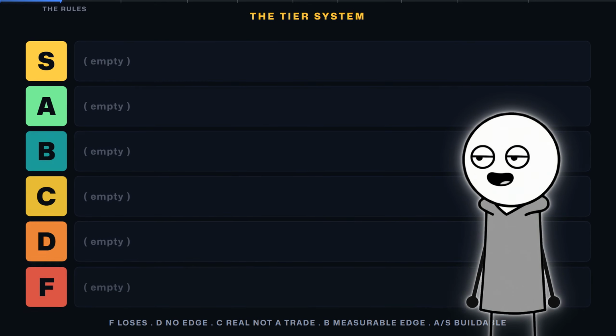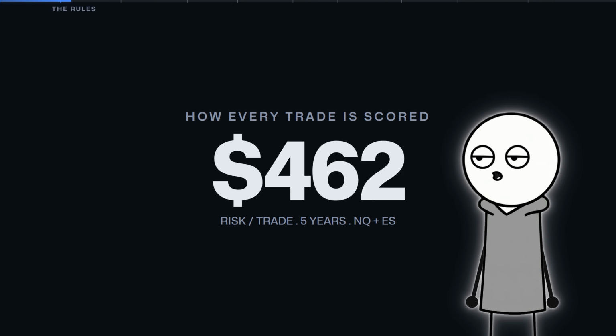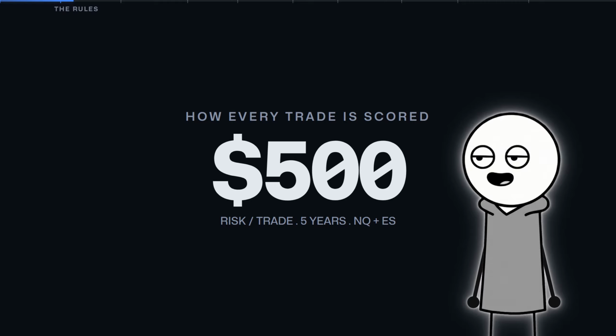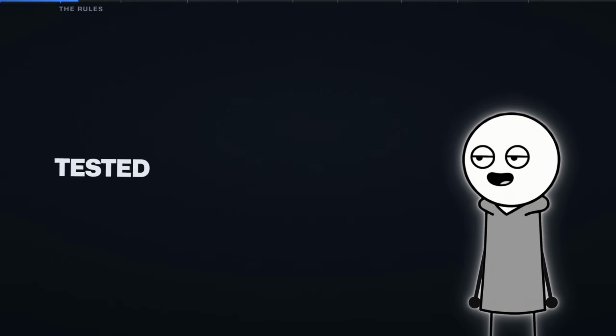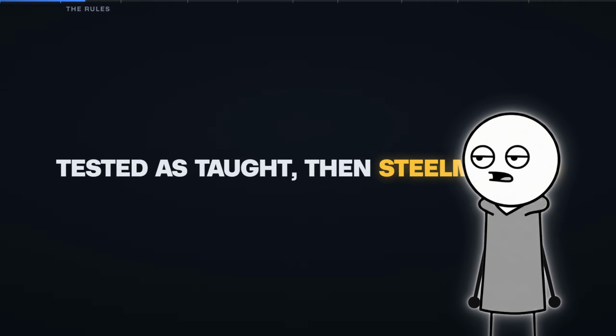Quick ground rules, because without them, this is just another guy with an opinion. Every setup gets tested the exact way it is taught, then steel-manned the smartest way we can think of, so nobody can say we strawmanned it. Each one is scored on 5 years of 1 and 5 minute NASDAQ and S&P data, $500 of risk per trade, stops checked first, 0 look ahead.